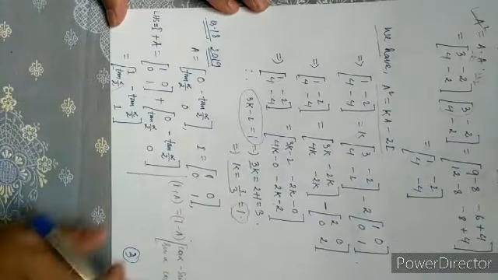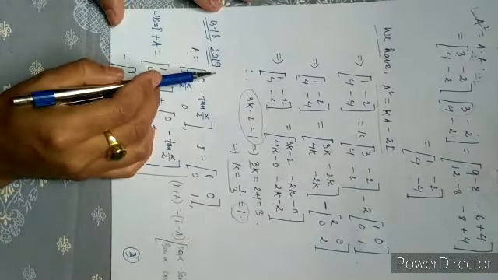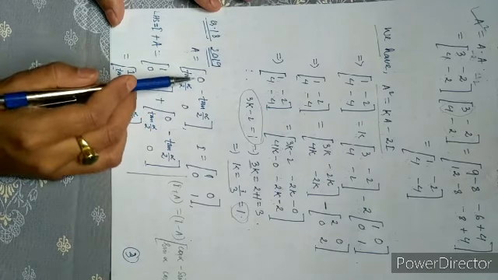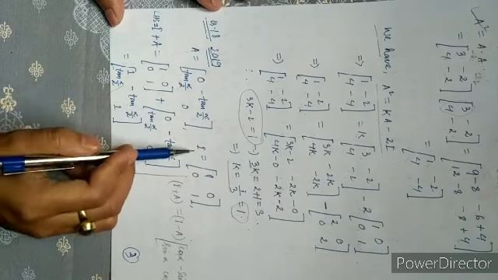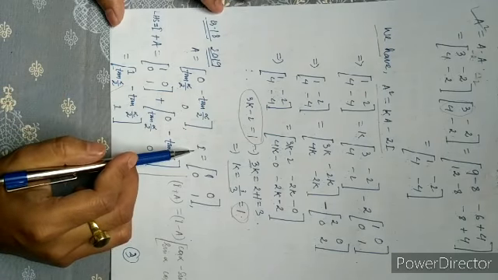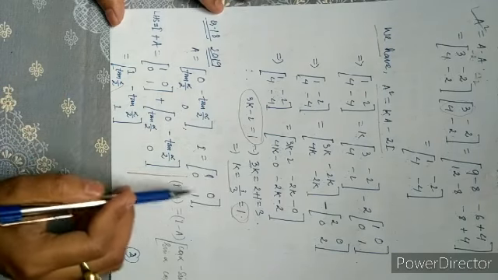Question number 18, from 2019. Matrix A has elements 0, minus tan alpha by 2, tan alpha by 2, 0. I is the identity matrix of order 2, with elements 1, 0 and 0, 1.